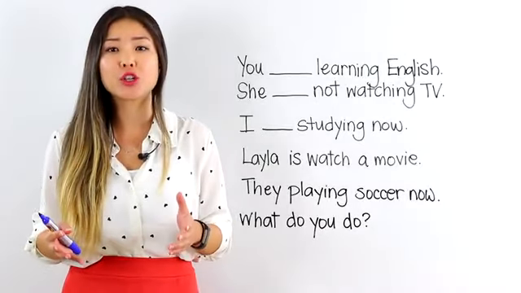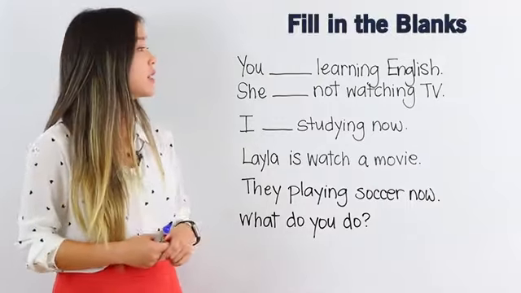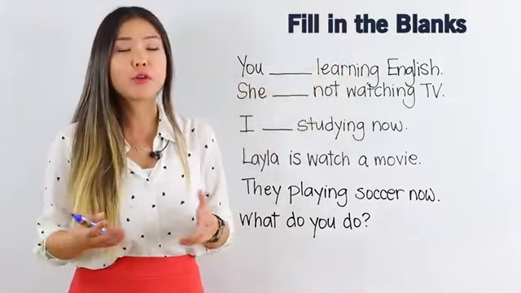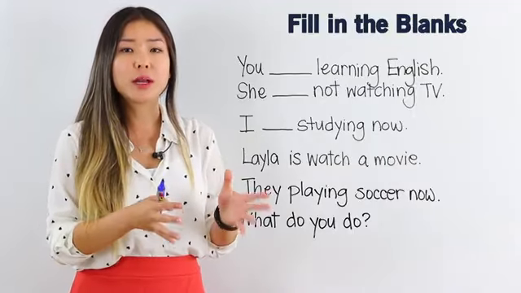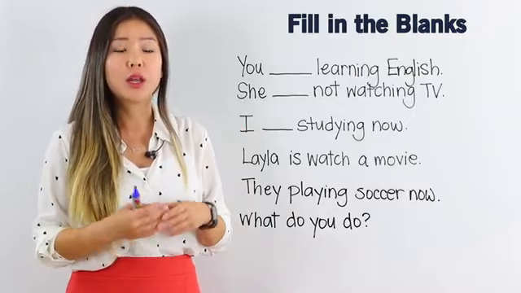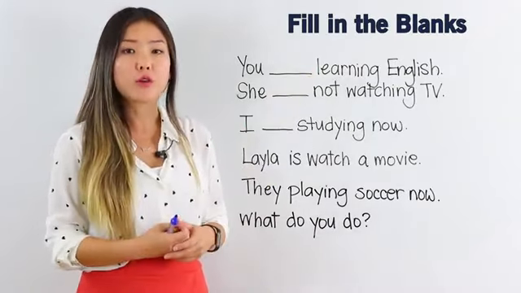For this checkup of the present continuous tense, we'll look at how this tense can be used to describe an action that's happening right now. Let's take a look at the first sentence. You blank learning English. Remember, for this tense, we start with the subject and the be verb, and then the verb ing. We already have the verb ing here, so we need the be verb.